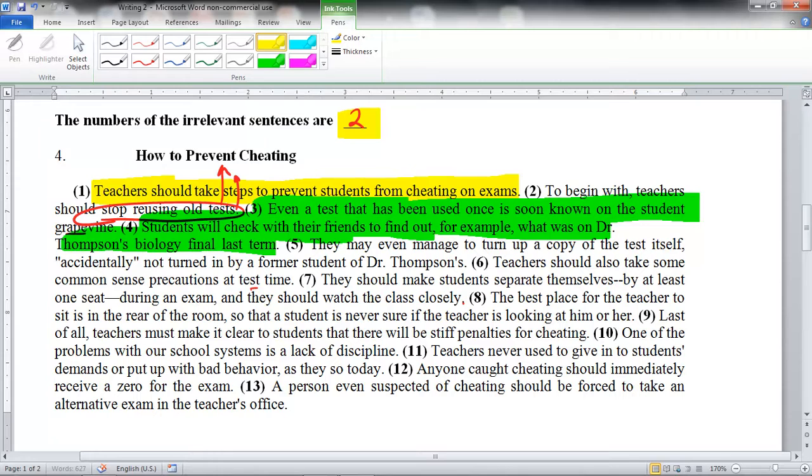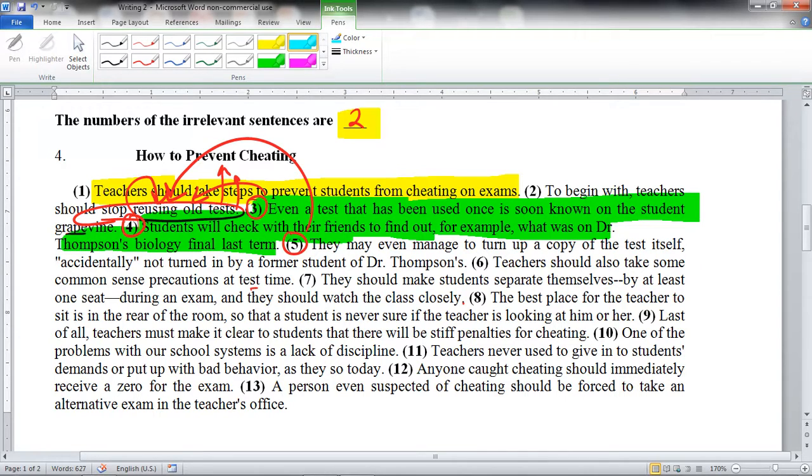And then it says they may even manage to turn up a copy of the test itself. It's amazing to me. Why would they do that? Turn up a copy of the test itself, accidentally not turned in by a former student of Dr. Thompson's. So all of these sentences, sentence number 3 and 4 and 5, are just explanations of why a teacher should not use old tests. Okay, so they're okay. They're all supporting evidence.